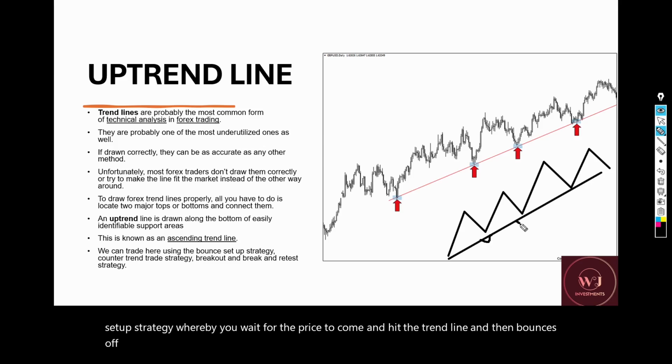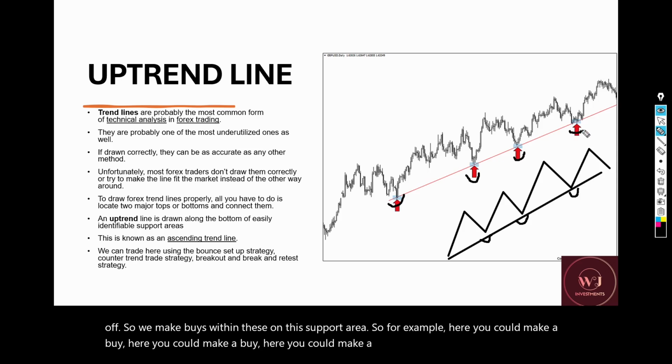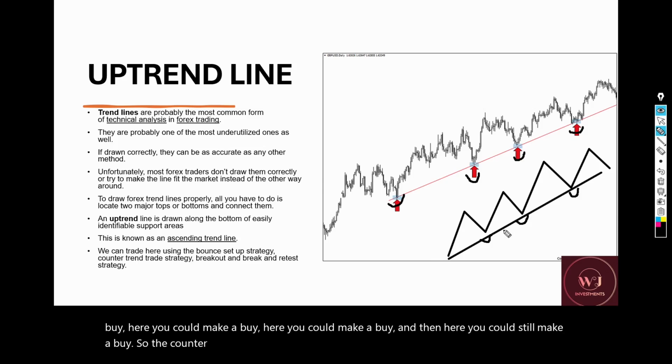So we make buys on these support areas. For example, here you could make a buy, here you could make a buy, here you could make a buy, then here you could still make a buy. So the counter trend trade strategy is whereby you trade against the current trend.